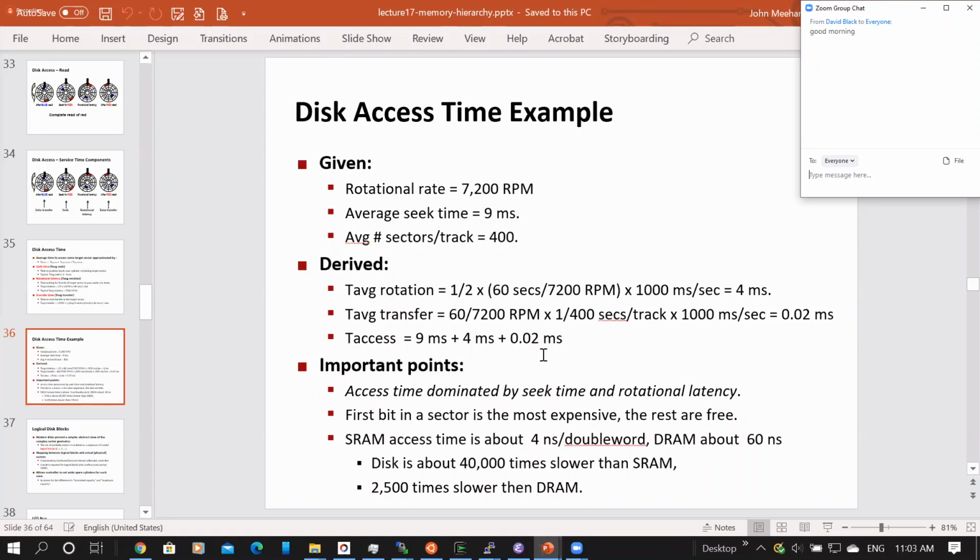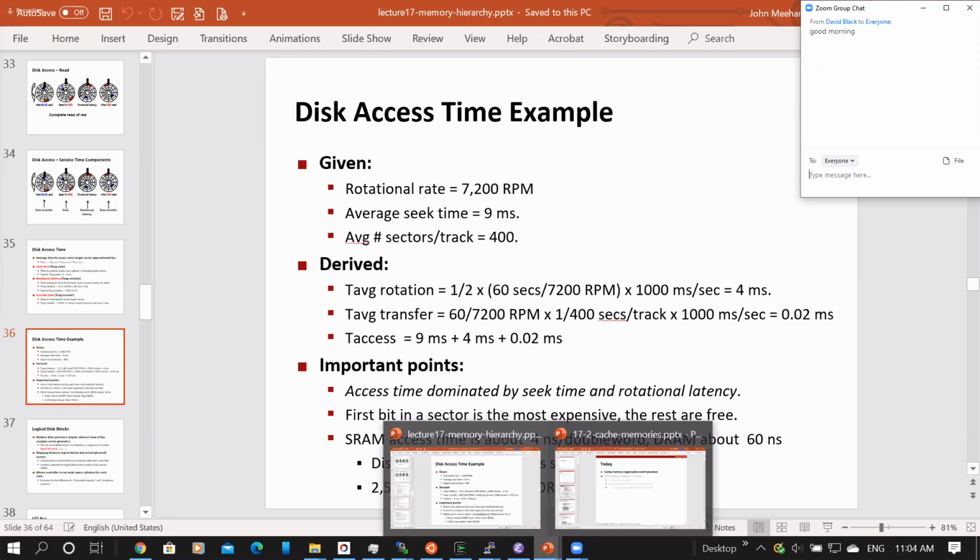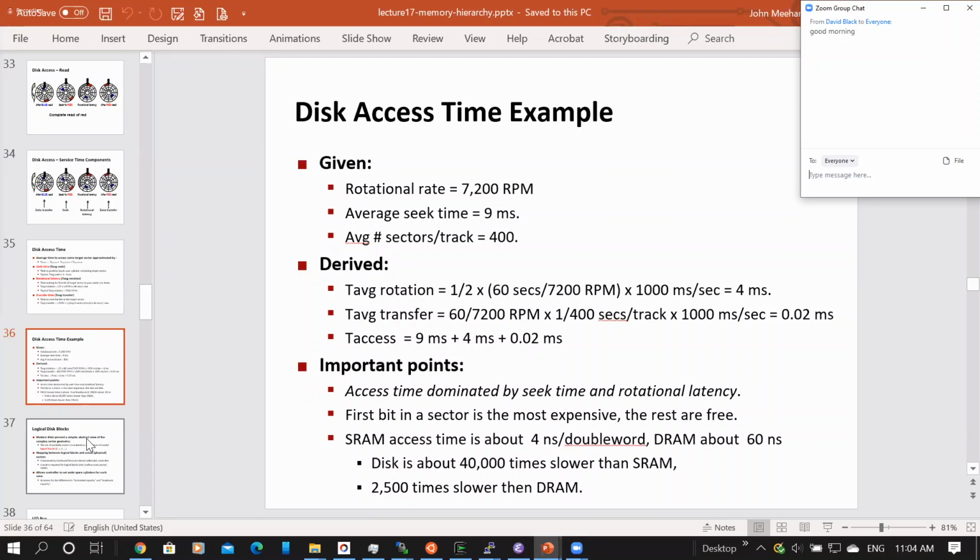And so then you do the comparisons to typical SRAM speeds, and you see that it's about 40,000 times slower to get data off of that disk drive than it is to get it out of SRAM memory, and about 2,500 times slower for the DRAM. So it's a huge difference. And so we obviously want to come up with schemes where we can keep the things that we need in memory and not have to go to the disk, if at all possible, to get them.